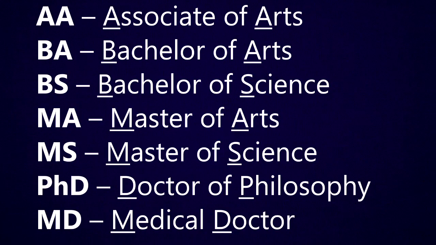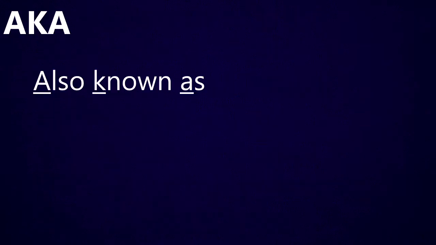So some general ones. Here we have degrees. AA, standing for Associate of Arts, BA for Bachelor of Arts, BS for Bachelor of Science, MA, Master of Arts, MS for Master of Science, PhD for Doctor of Philosophy, and MD for Medical Doctor. With all of these degrees, we'll just say the letters: AA, BA, BS, MA, MS, PhD, or MD. AKA, we just say the letters AKA. It means also known as. So if somebody has another name, like a nickname or something, we'll say AKA.